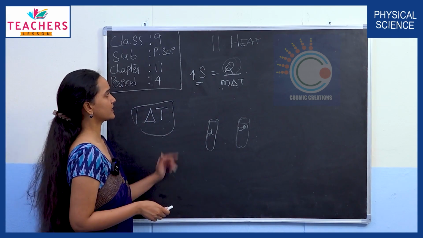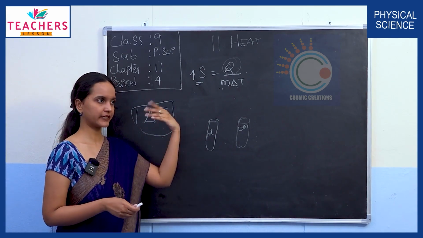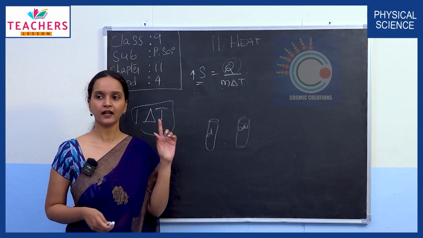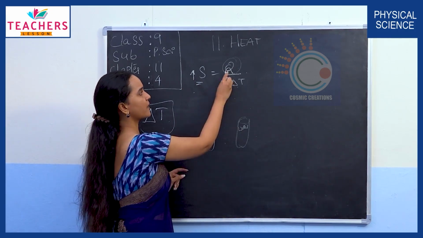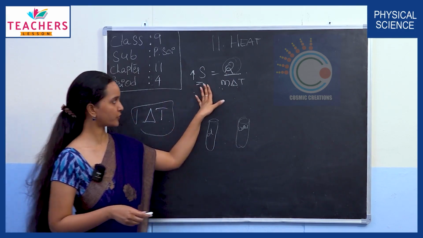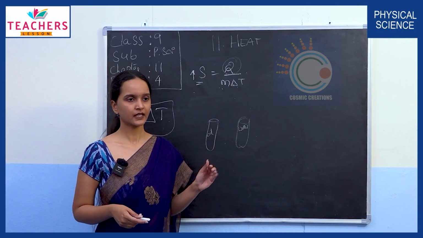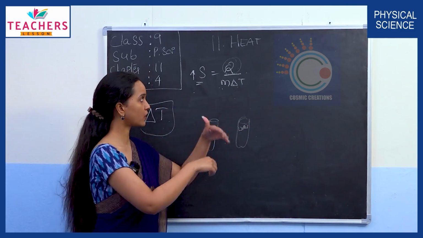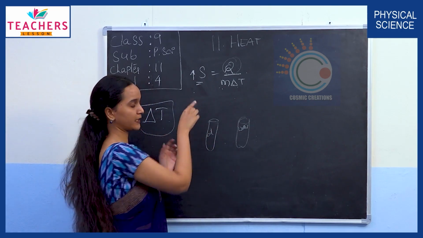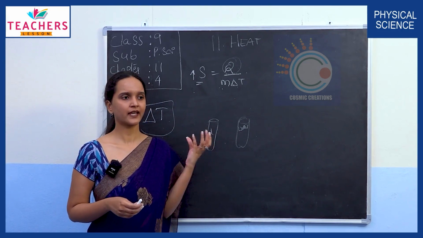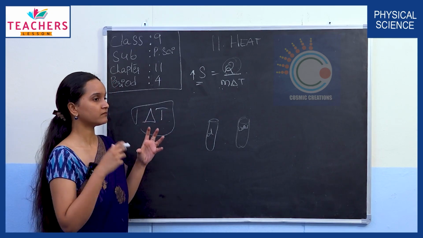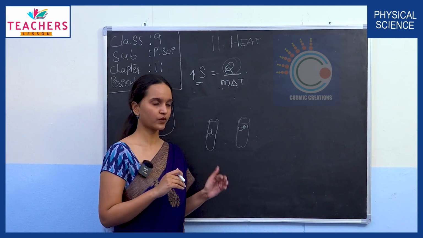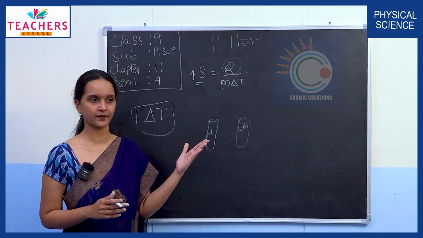Now, what does it mean when specific heat capacity is greater? By looking at this, we can say if the specific heat capacity is greater, that means we need more heat energy to produce a change in temperature. In other words, to raise the temperature, we need lots of heat energy if the specific heat capacity is high. So I can say that maybe the rate of rise in the temperature is low if the specific heat is high, right?